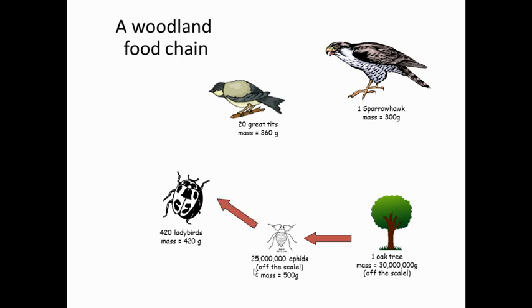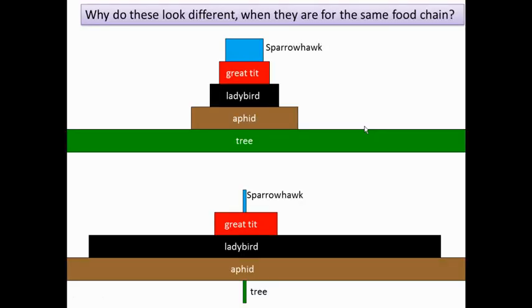Then we go up to our ladybirds. So the mass of the ladybirds is less than that of the aphids. The number of ladybirds is also less than that of the aphids, because I think a ladybird would eat lots of aphids. Then going into our smaller birds, we've got 20 great tits. So the number goes down, and the mass also decreases. And then into our sparrowhawk. So we've got one sparrowhawk eating all of the smaller birds, and the sparrowhawk has a mass of 300 grams.